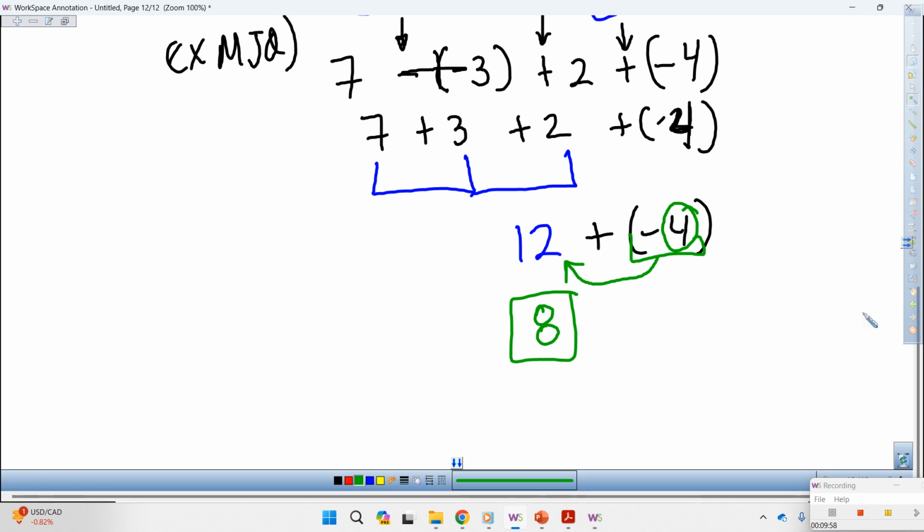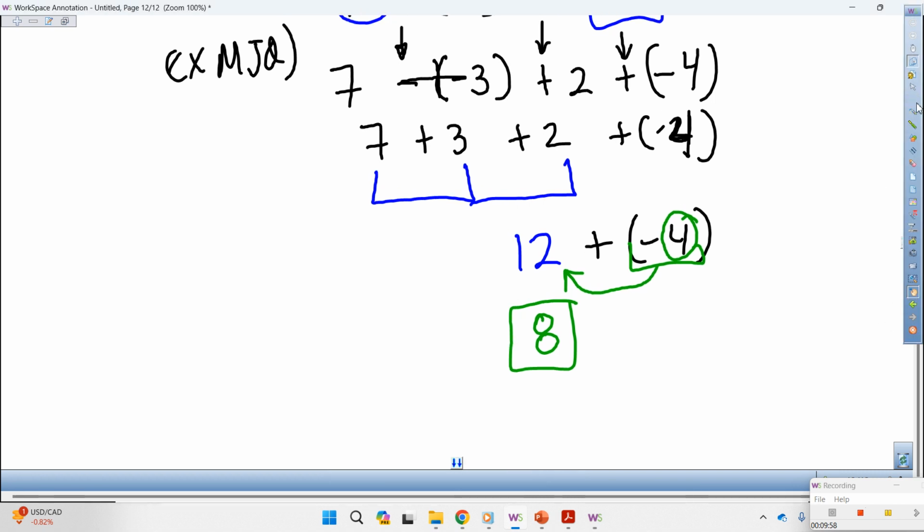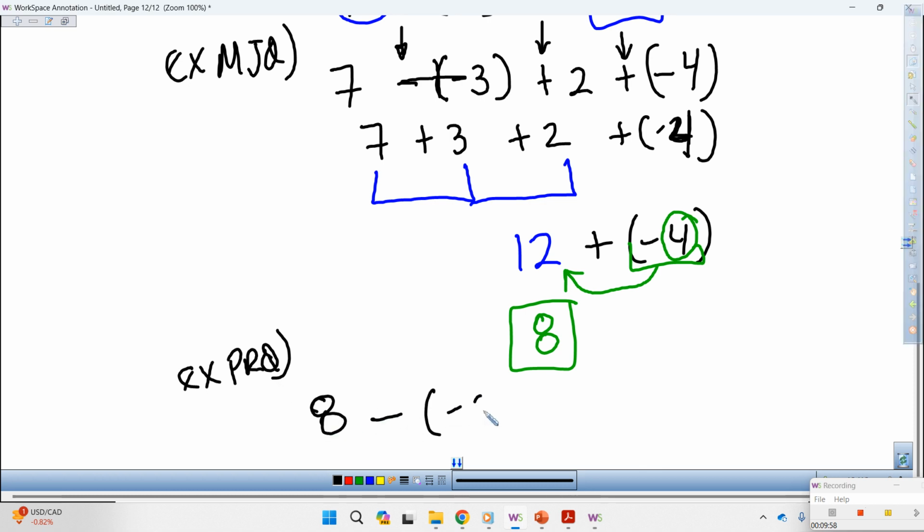Do another one. Example, let's do Power Rangers Q. We got 8 minus -5 plus 5 plus -7. Do that one by yourself.